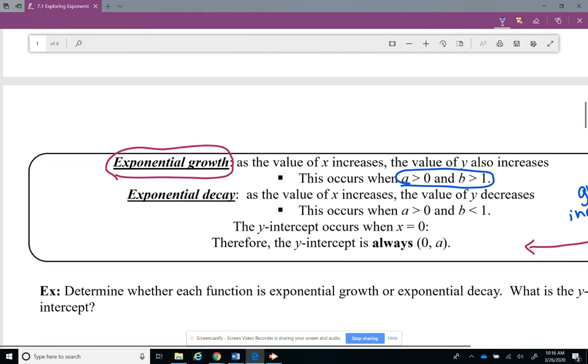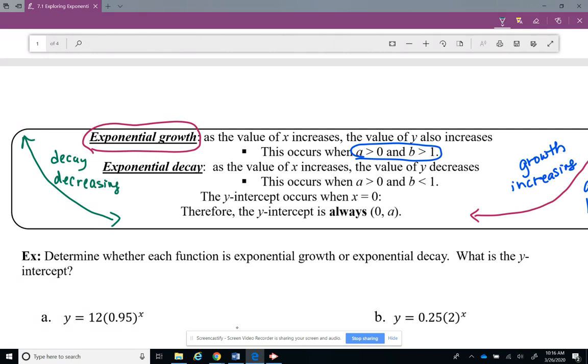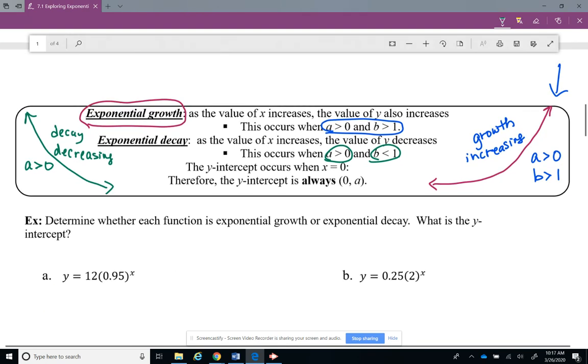All right, let's look at the exponential decay. What I want you to do for the exponential decay is draw just a little sketch of what a decay would look like. So this is decay. I want you to write decreasing. That's kind of easy. Decay, decreasing. I want you to put that A has to be greater than 0, just like the exponential growth, but B is going to be less than 1.